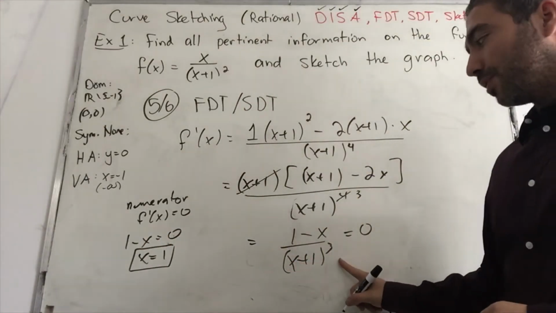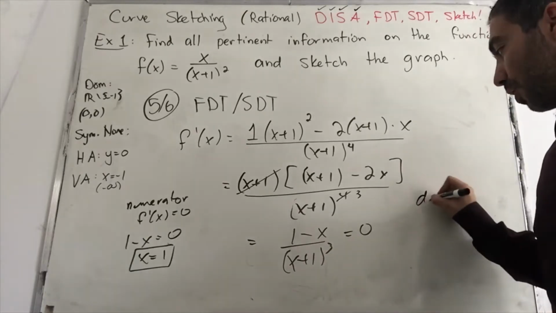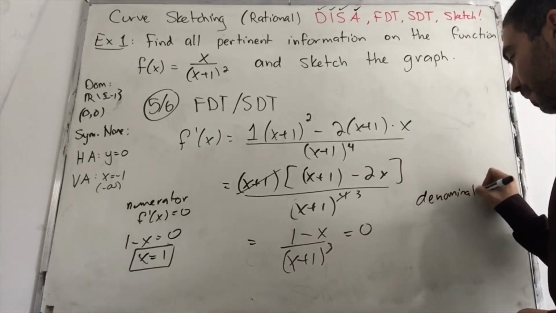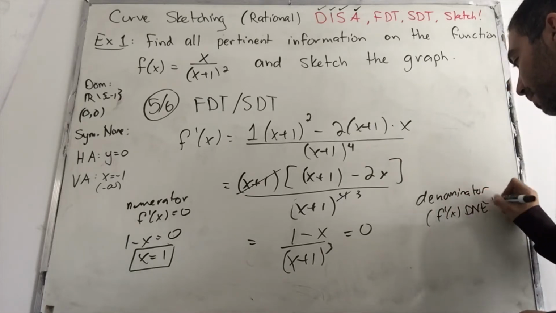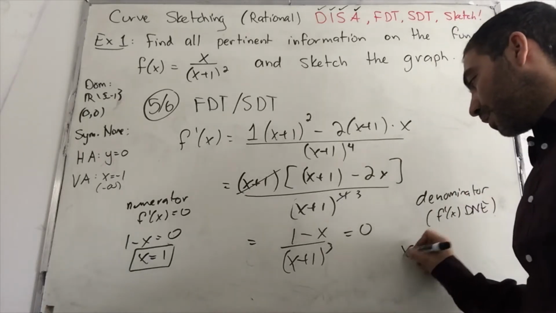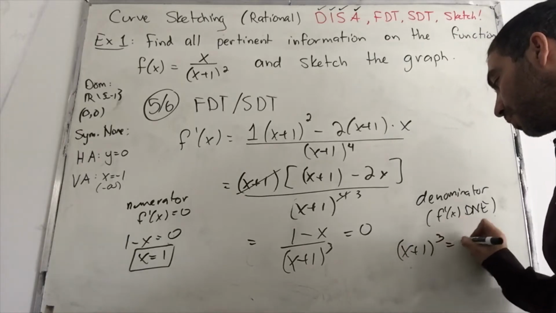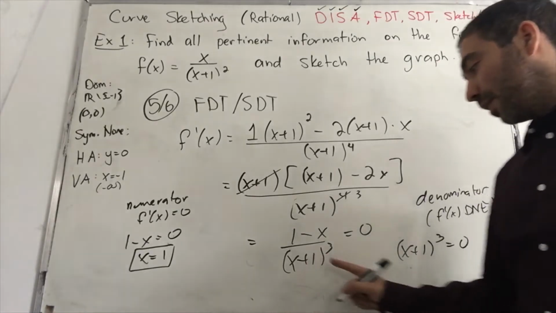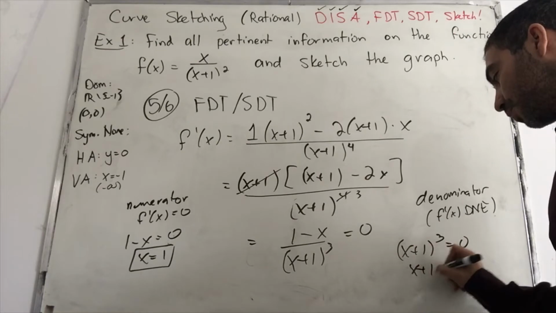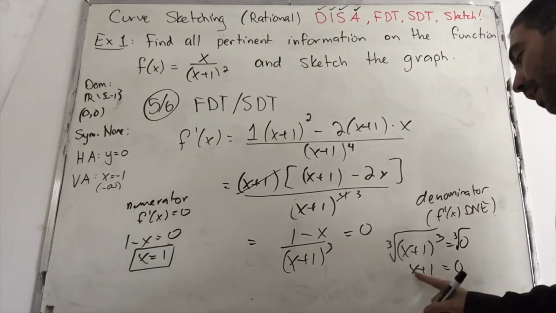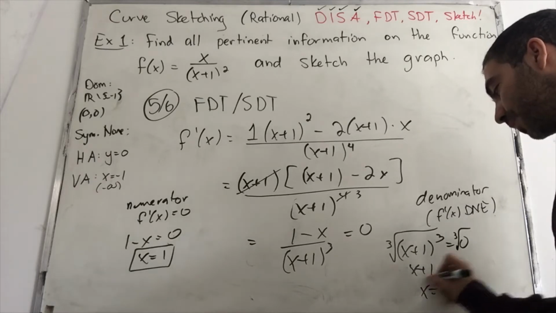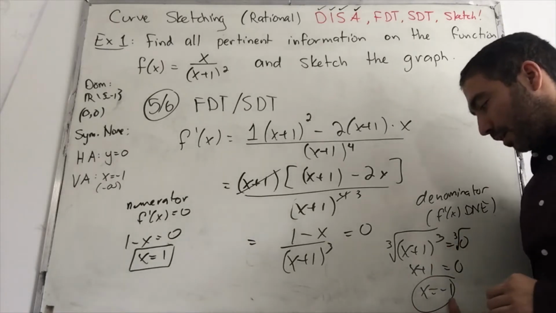The other case that we have is to look at the denominator. Looking at the denominator, this is the case where f prime of x does not exist. It occurs when x plus 1 cubed equals 0, right? Because we can't divide by 0 in math. Cube root both sides, we get x plus 1 equals 0, taking the cube root. And then bringing this over, we get x equals negative 1. This is a critical point.